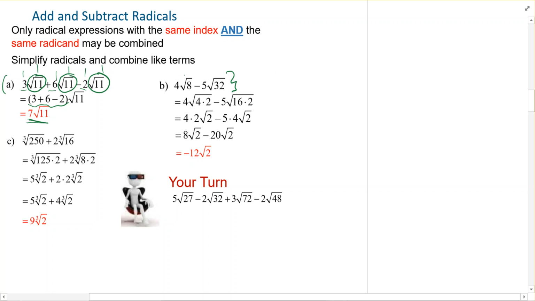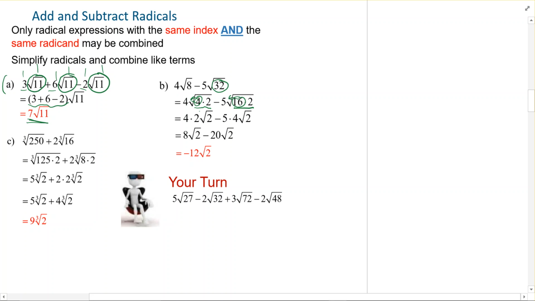What we can do, if you look closely at 4 times square root 8, remember from our last lesson that you are able to split that square root 8 up into two things. And we're going to split it up into 4 times 2, because 4 is a perfect square, so I can take it outside the square root. And the other one, 32, I can split that up into 16 times 2. We know what the square root of 4 is, and we know what the square root of 16 is, so we can move them outside of their square root symbols.